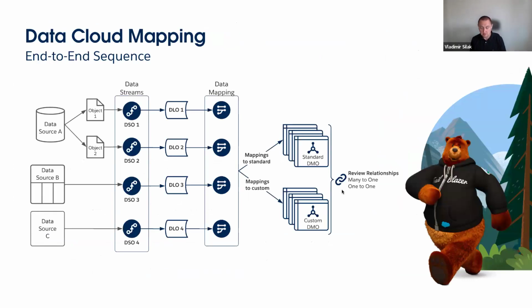If you think about the end-to-end sequence, I'd like to re-emphasize the point that ingestion is different from mapping. All the data comes into the data streams, exposed in the data lake objects, and these are the ones that you then map into the standard or custom attributes and/or objects, and define relationships between them.